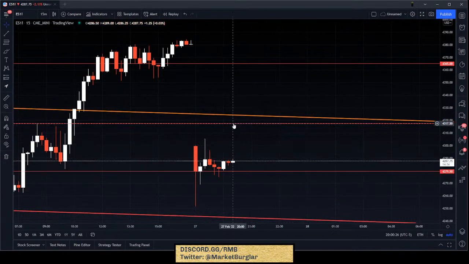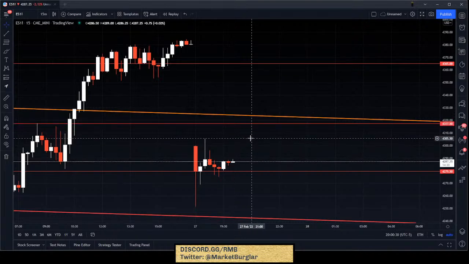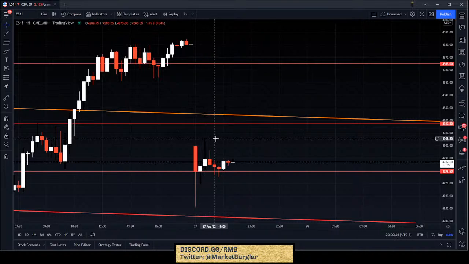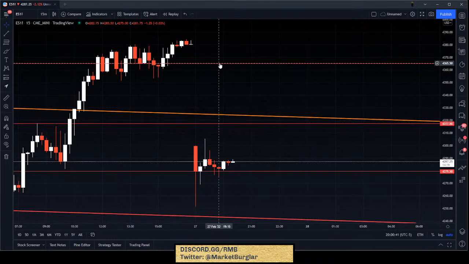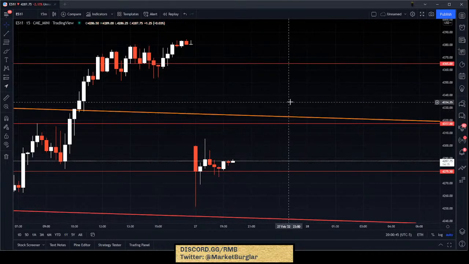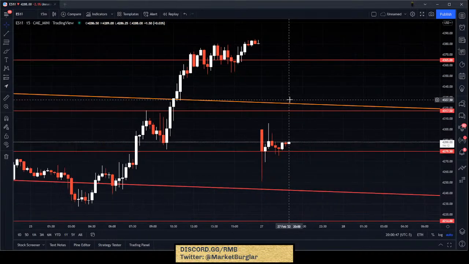So I will play it up to this level and then I'll trim, or I would really play it up to here, the high, trim there, wherever the high of the session is. I'll trim again here if I start with 3 contracts, and then I would leave that one runner and this would be my target. That's in terms of call side.